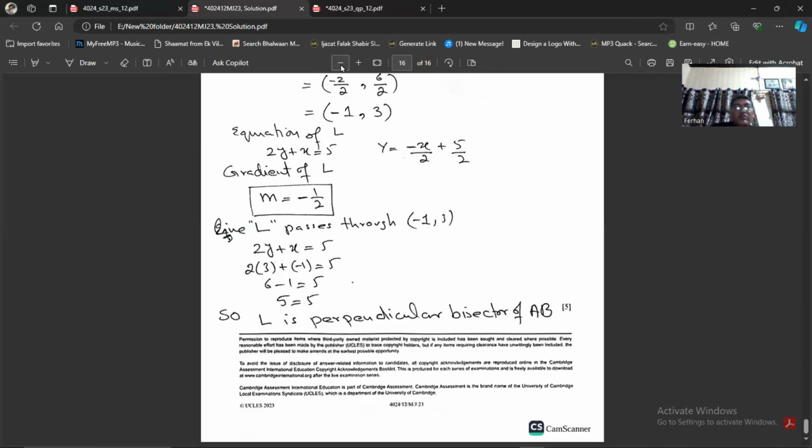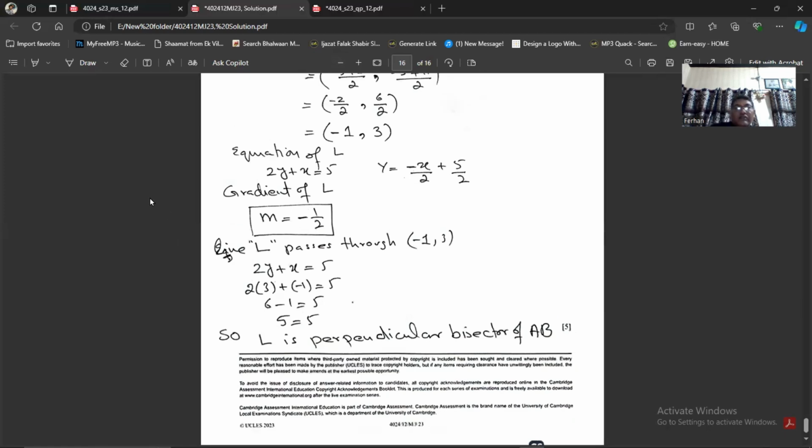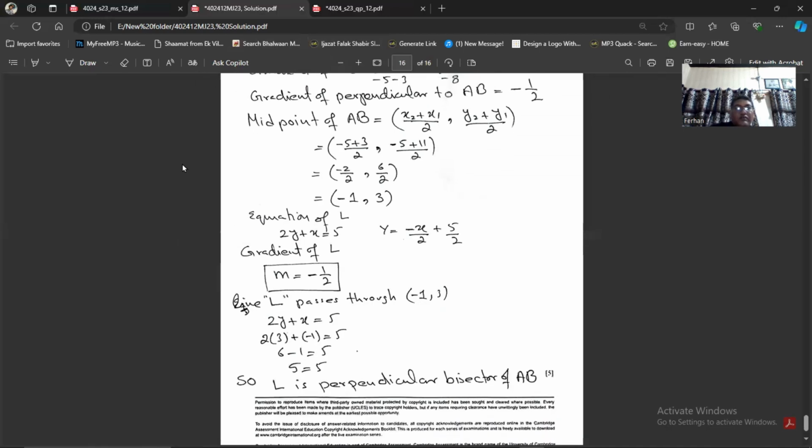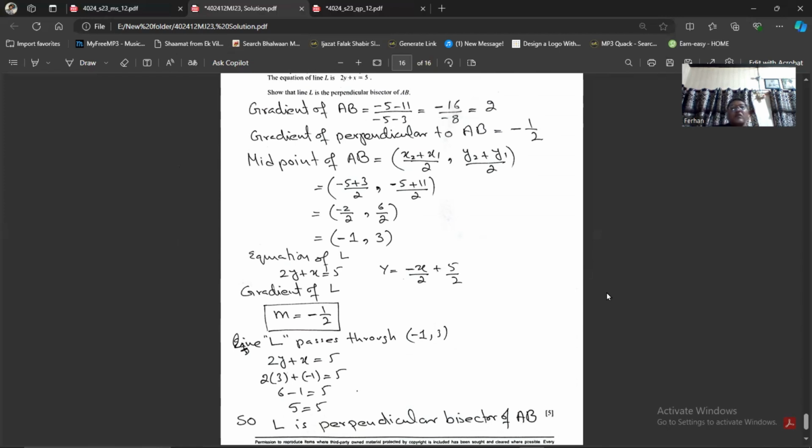So let me reduce this size so you can see the whole thing together. Okay, so let's take it one more step. Let me reduce the size, it's taking time. Okay. So I hope you understand how we have proven that the line L, whose equation was given, is the perpendicular bisector of AB.